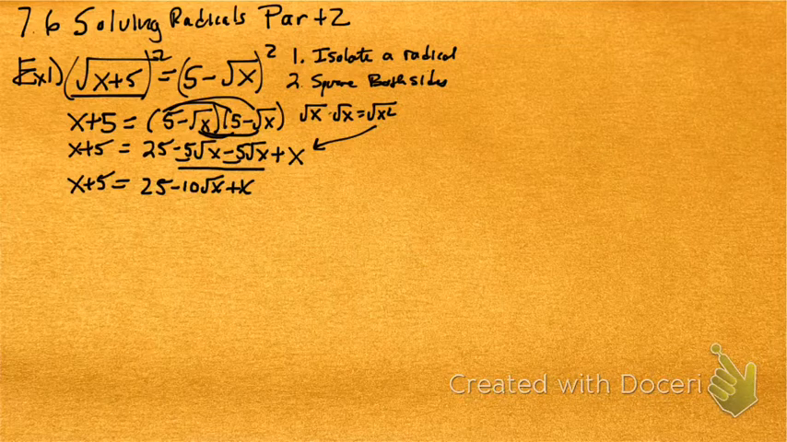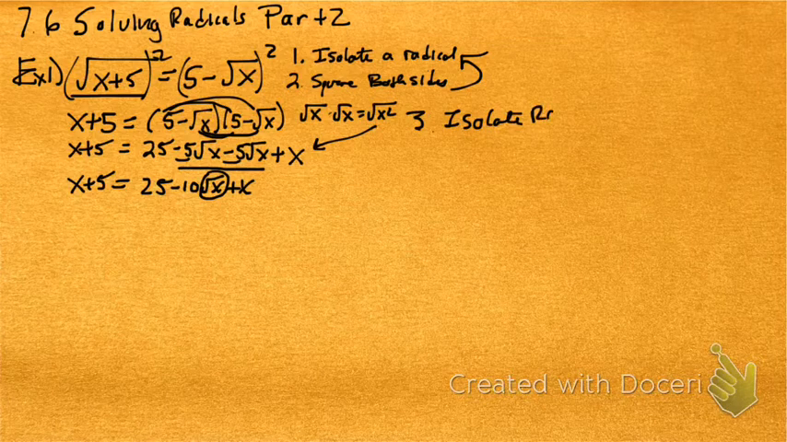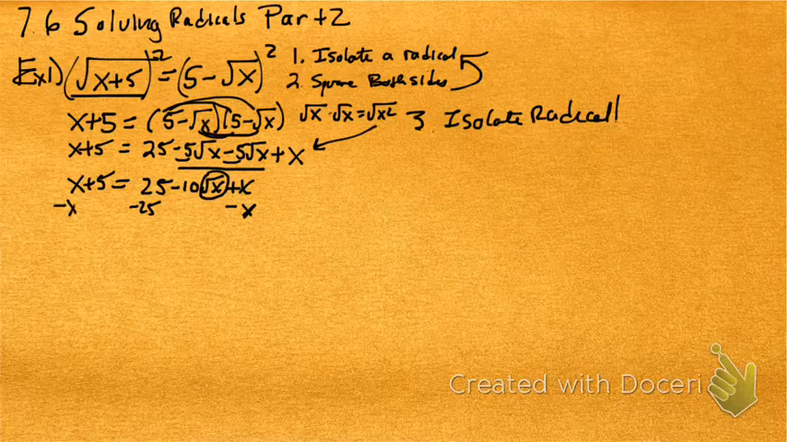So we've just squared both sides. And notice, this is a little different than the other examples because we still have a radical in our equation. So we have to do the same step again. I'm going to have to go back to step 1 and isolate the radical again. So really my third step is to isolate the radical again. That means I'm going to have to subtract 25 from both sides and subtract an x. Let's just do both at the same time. I'm going to subtract the x and subtract 25.